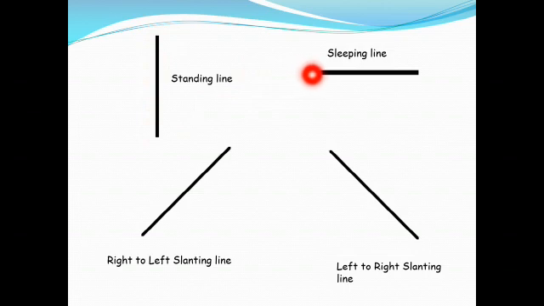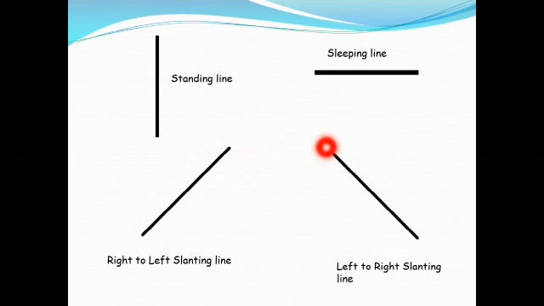Sleeping line is from left to right. Start from here to your right. Sleeping line. Next is right to left slanting line. Start from top here, slanting towards the left side. Trace once again. Start from here. Move down towards the left side. Slanting line.